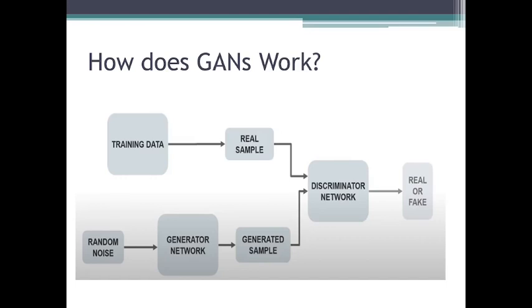So here we have the training data which is going to give the real sample, and the generator network which is going to generate the sample from the random noise. And the sample then will go to the discriminator network where it is going to check if the sample that is coming is real or fake. So this is how a GAN actually works.